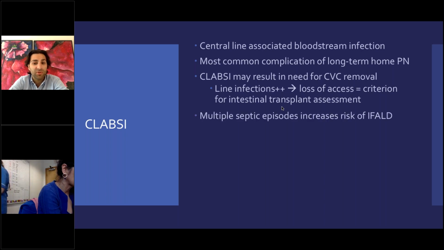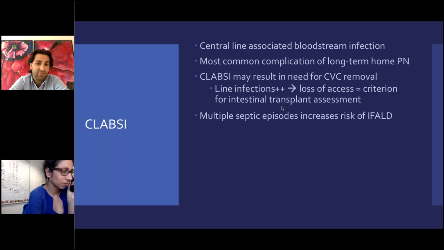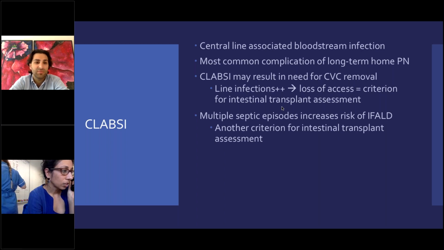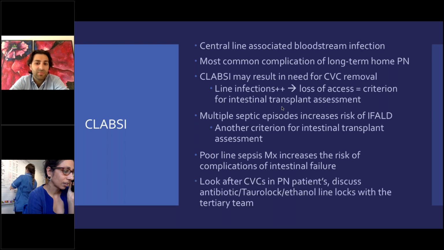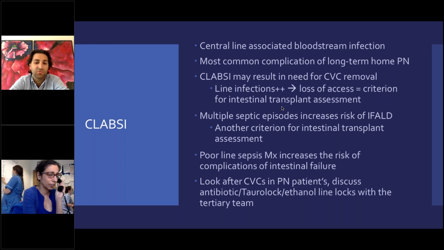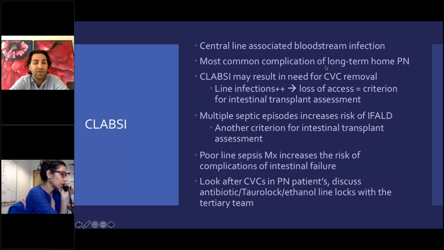Multiple septic episodes also increases the risk of intestinal failure associated liver disease, which is the thing that kills children on long-term PN. And that is another criterion for intestinal transplant assessment. Poor line sepsis management increases the risk of these complications, and so it's really important to look after their lines in these patients. Discuss antibiotic or taurolock, which is another kind of antimicrobial lock, or ethanol line locks with the tertiary team if you do want to preserve that line.